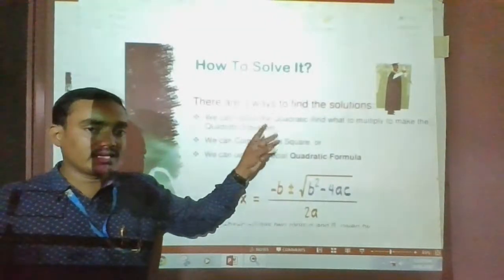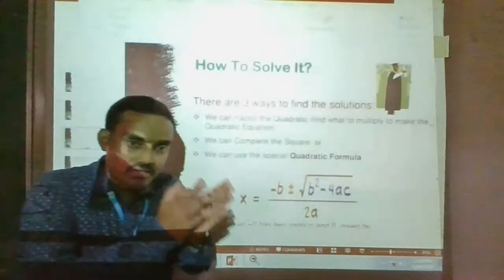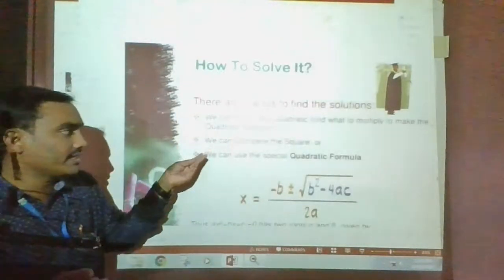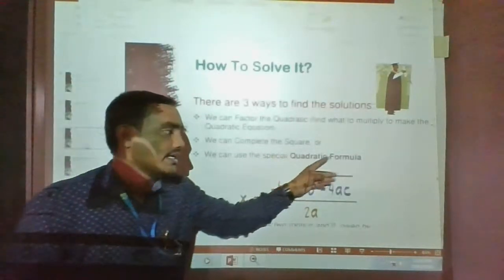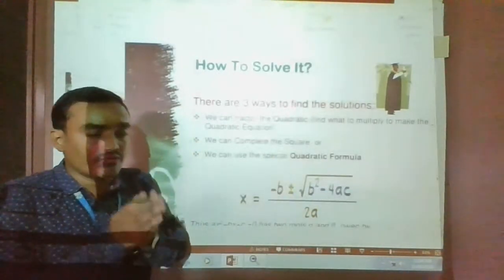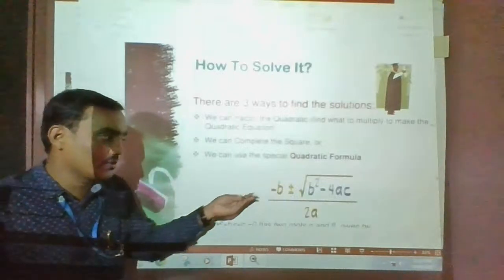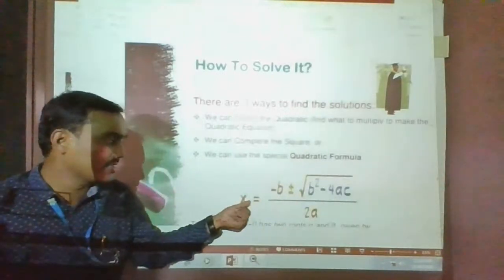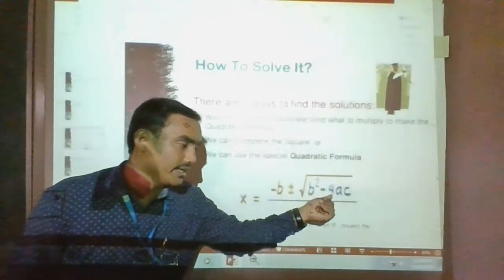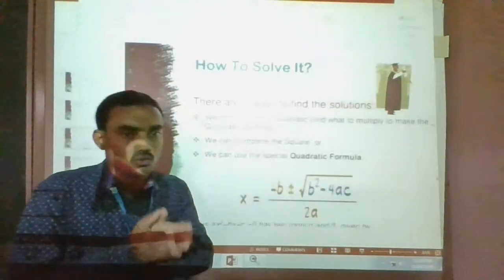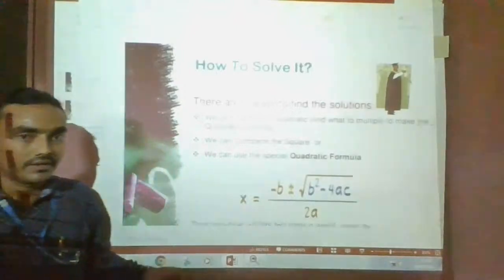Therefore, there are 3 methods. First one is by using the factorization method. Second one is by completing the square method, and the third one is the quadratic formula method. The formula is a very famous formula. It is x equals minus b plus or minus root b square minus 4ac divided by 2a.